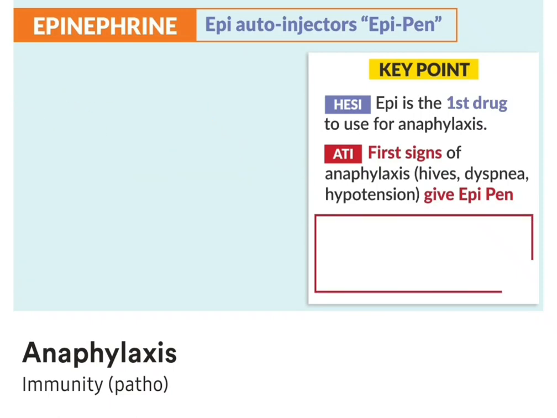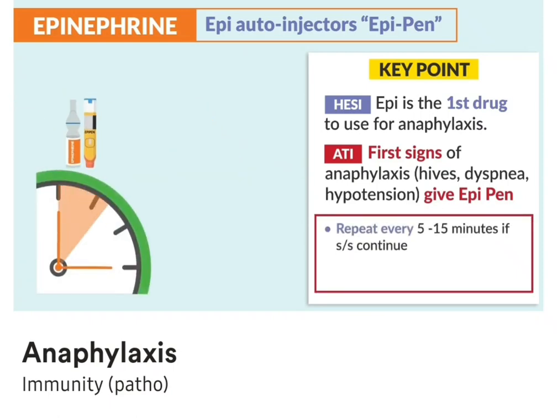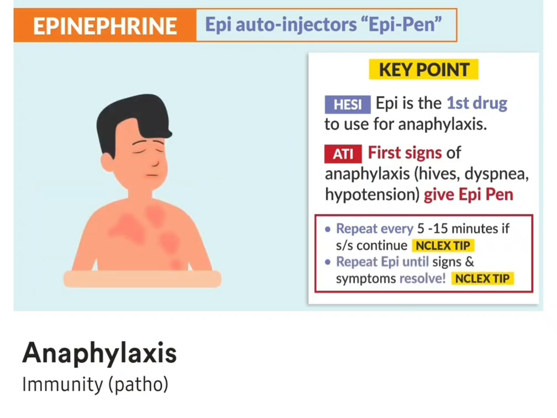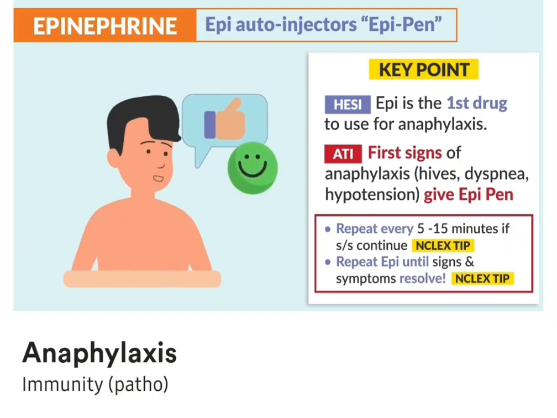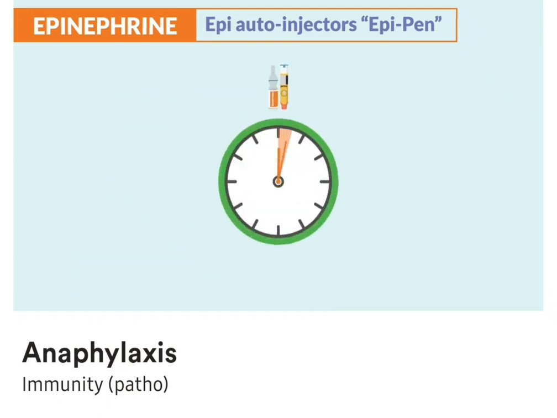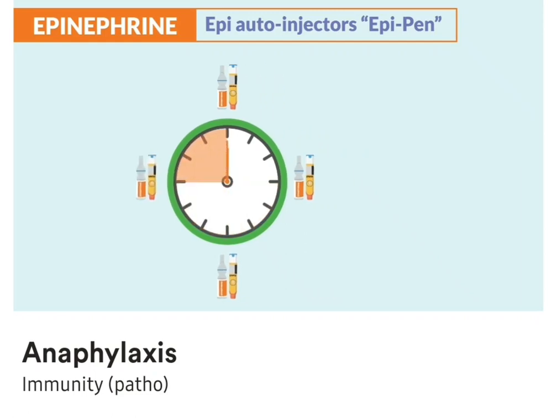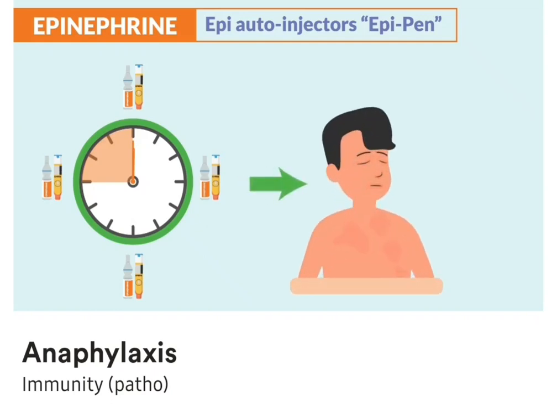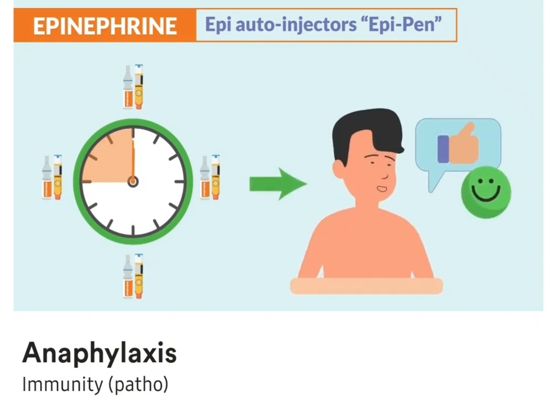Now, 2 big NCLEX tips. We repeat every 5 to 15 minutes if the signs and symptoms continue. And we repeat Epi until the signs and symptoms resolve. So we keep on repeating Epi until those signs and symptoms go away. Then we give the other medications. And in the NCLEX world, we just keep on giving this drug forever until those symptoms resolve.